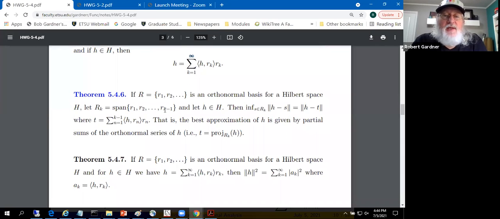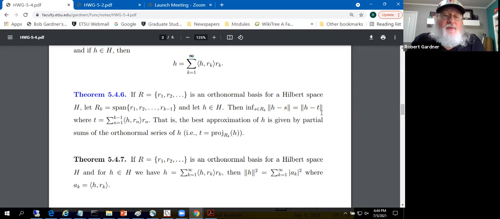Okay, one last result, and then we'll take a little break on the video. If we have an orthonormal basis, capital R, R1, R2, and so forth, an orthonormal basis for a Hilbert space in the sense of Schauder, and we let R sub k be the span of R1 through R sub k minus 1, as we did in the Gram-Schmidt process, and we'll take H to be an arbitrary vector in the Hilbert space, then the infimum over S in R sub k of the norm of H minus S. Like I said, this is a distance from R sub k to vector H in some settings.